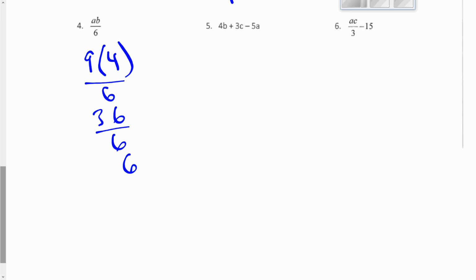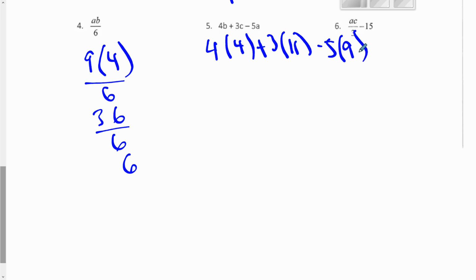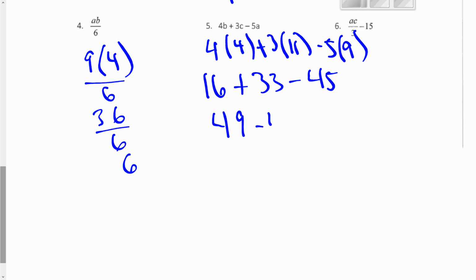For number 5, we're going to use all 3 variables that they give us. So we're going to do 4 times B, which they tell us is 4, plus 3 times C, which they tell us is 11, minus 5 times A, which they tell us is 9. And I apologize for running into the next problem. So 4 times 4 is 16, plus 3 times 11, which is 33, minus 5 times 9, which is 45. We have addition and subtraction, so we go left to right. 16 plus 33 is 49. 49 minus 45 is 4.